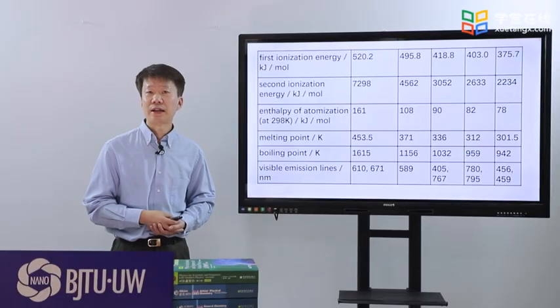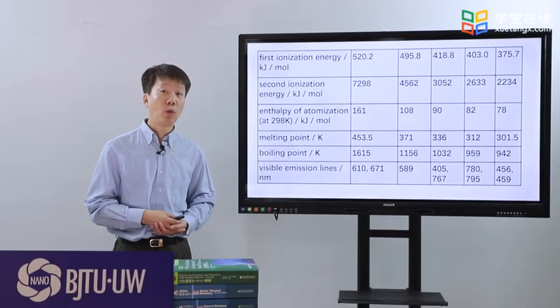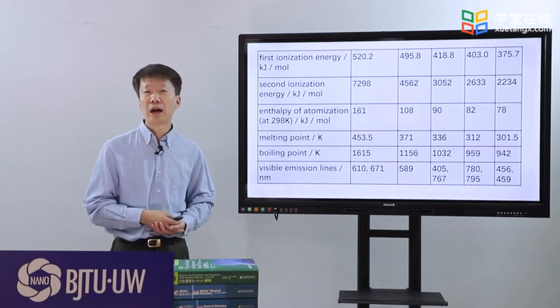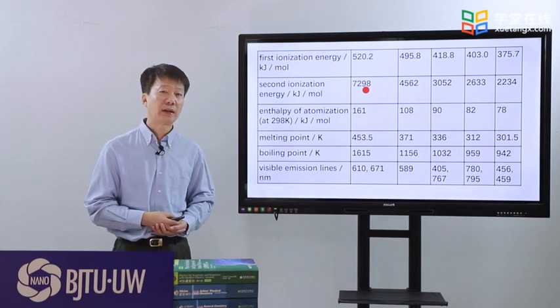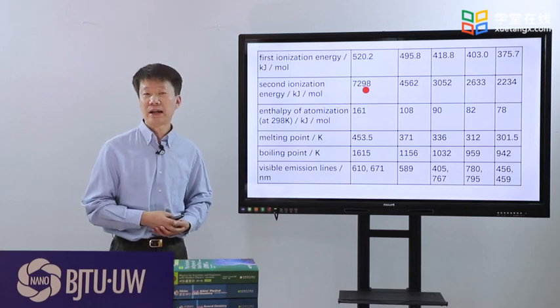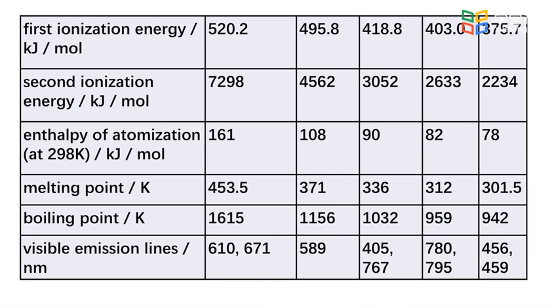The first ionization energy, IE1, decreases down the group, and so does IE2. IE2 is much larger than IE1, which indicates the difficulty of removing one more electron from a monocation. The atomization energy decreases down the group, which indicates the interaction between atoms decreases.